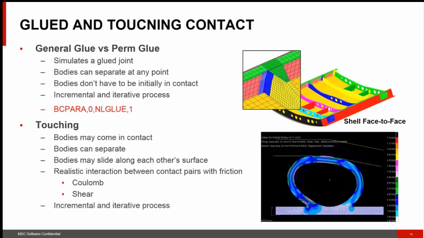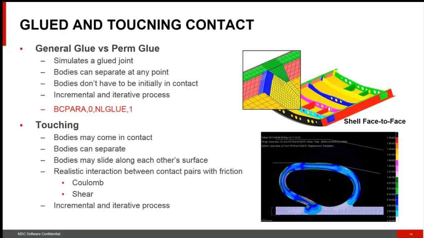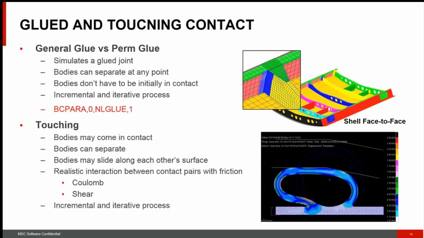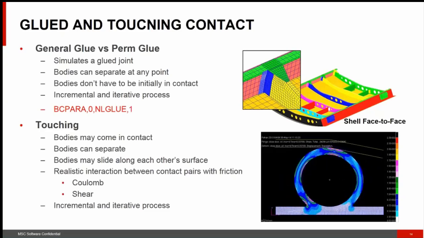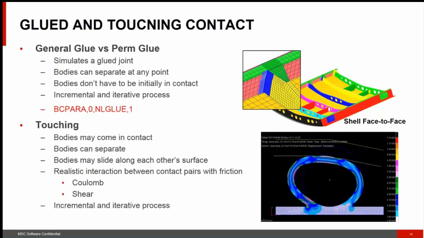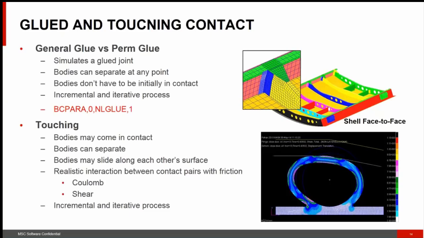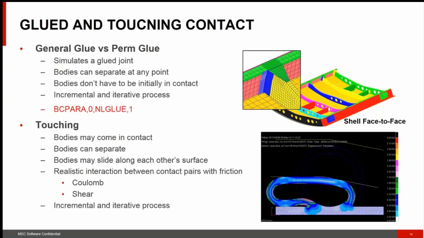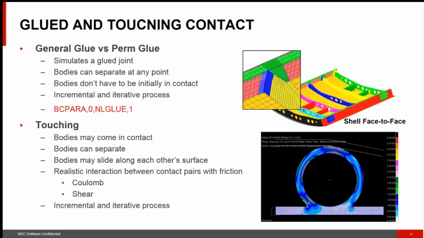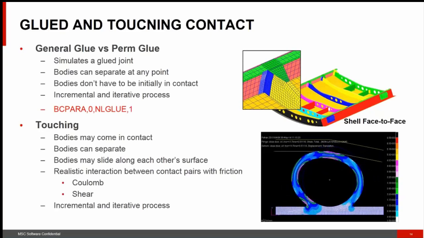Now, this is glue, and we've discussed the glue, but what about touching contact? For touching contact, parts can come into contact in compression and pull apart in tension. Compression loads are transferred, and the bodies may slide along each other's surfaces, whether friction is there or not. So for touching contact, in order to calculate the real behavior of the structure, it's important to include the friction if the model dictates so. Optionally, the tangential load can be transferred when friction is defined. The touching option is only available in solution 400, 101 and 700.